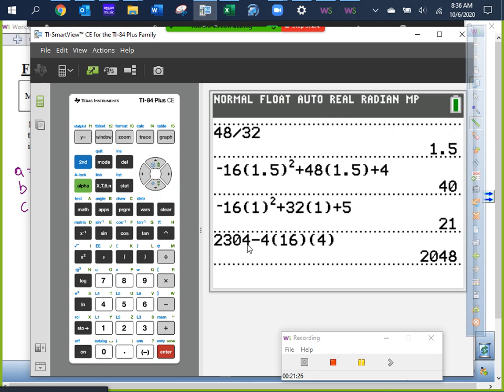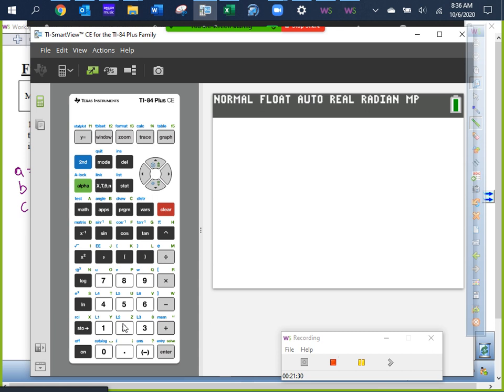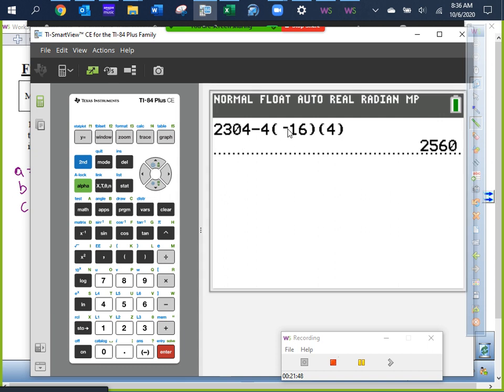Did I punch it in wrong? Oh, I got to do negative 16. Thank you. I made a mistake. 2304 minus 4 times negative 16 would make a difference, right? Times 4. Is that my C value? Did you get this instead, 2560? So just goes to show, we all type things in wrong. You know, it happens. So that's why I like these displays, though. You can see what you typed in.